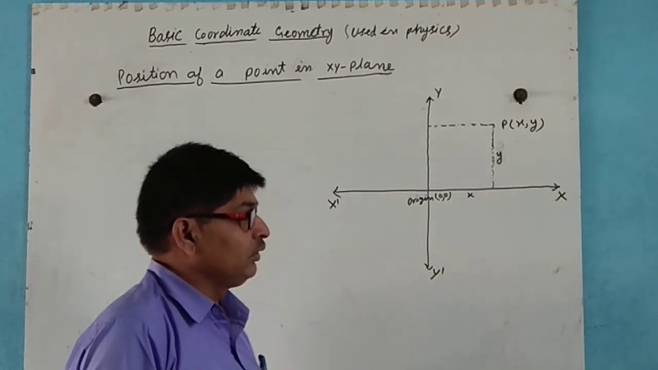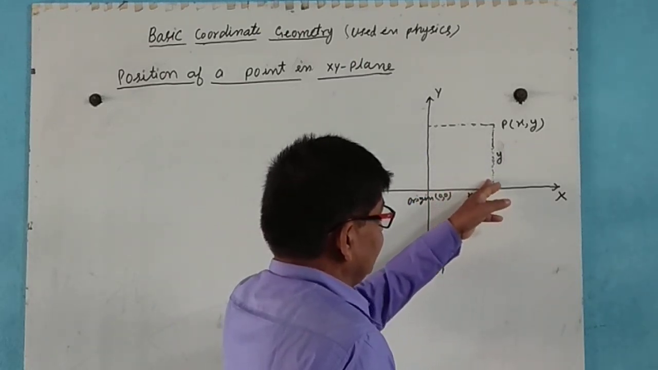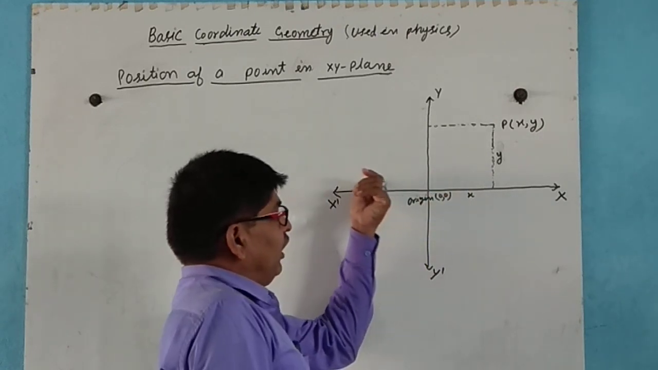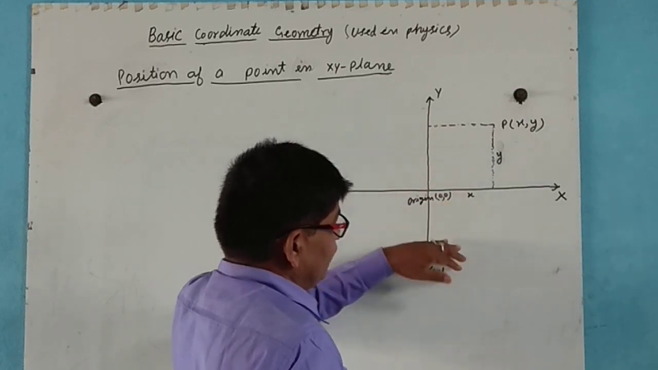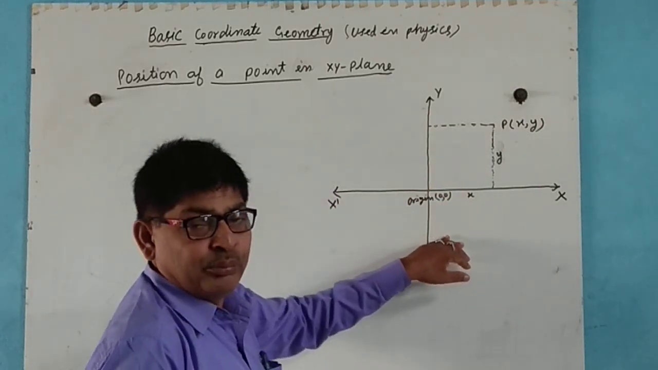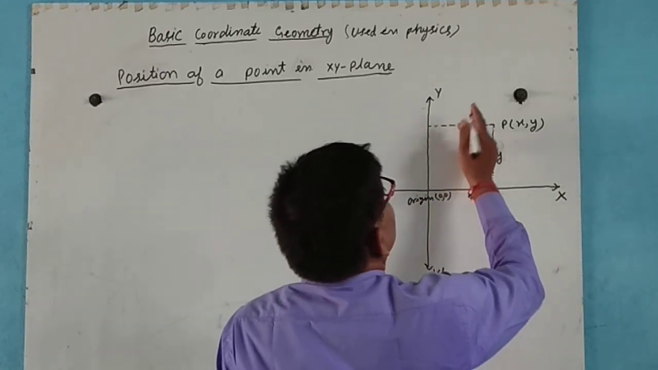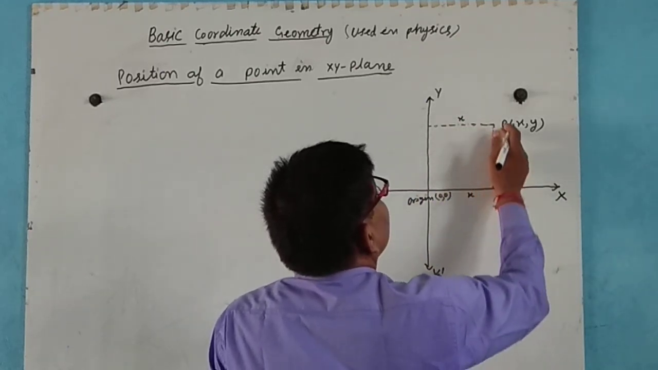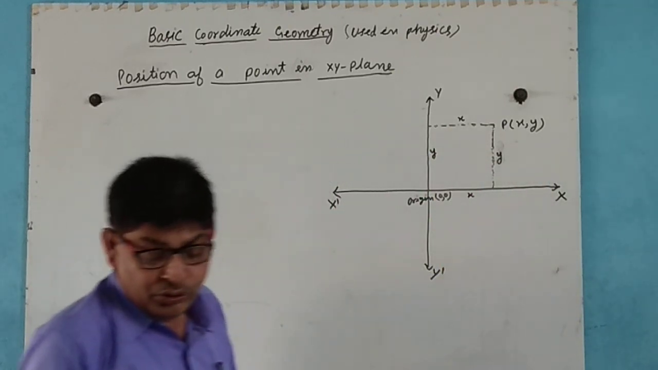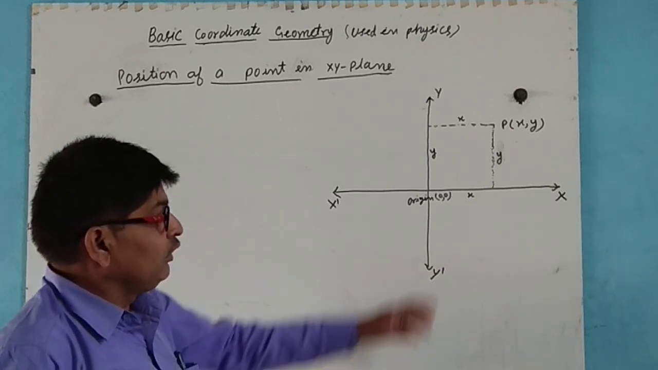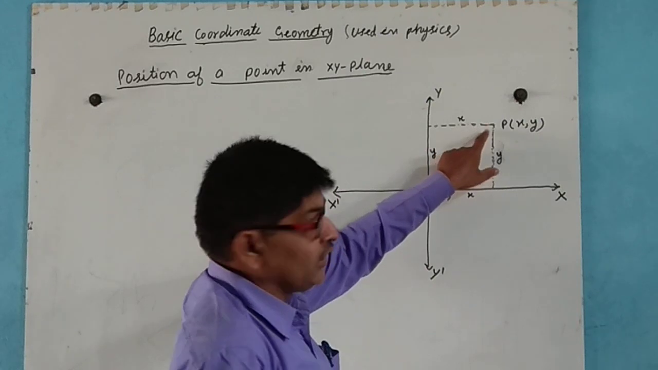If we move in this direction, it is positive, and here it is negative. Upward is positive and downward is negative. Now this is x and y. This distance is also x, and this distance is also y. For the point P, this distance is x and this distance is y.